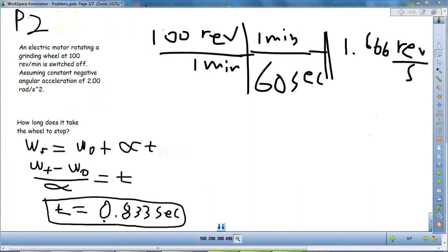And of course, plug that into your first Black equation, omega final equals omega naught plus alpha t. Isolate the time, so omega final minus omega naught divided by alpha equals t. Plug in the numbers. This would be 0 minus 1.66, because remember, we're staying in seconds, not minutes. Then divided by 2 radians per second squared, and then you get your time as 0.833 seconds.